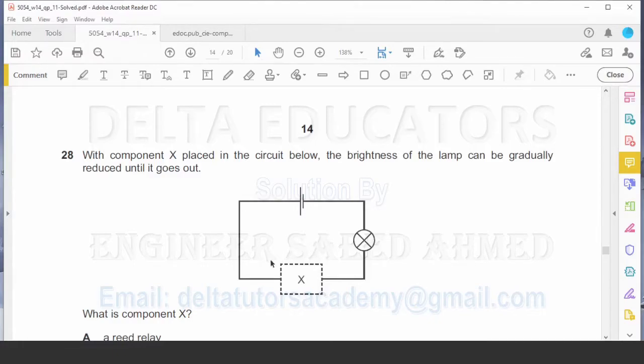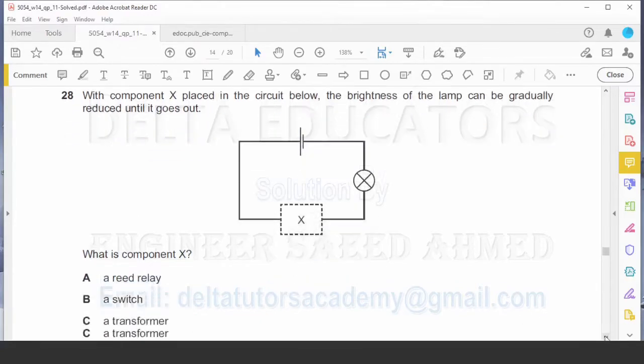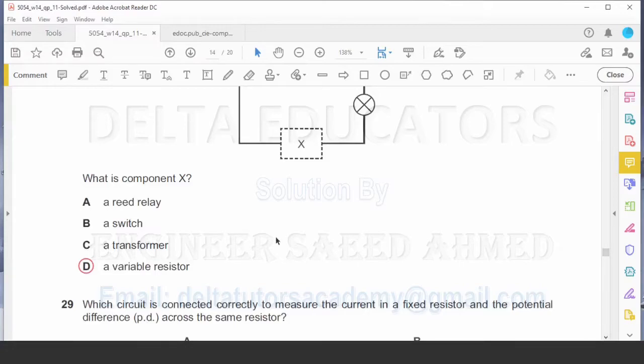So here what component do we have to use? We have to use a variable resistor. Now we will check our options. The same thing is given in option D, a variable resistor. So our correct option is option D.